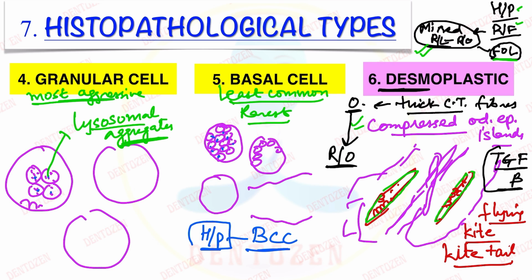Now we look at the clinical features. Clinically the most common site for this tumor is the maxillary anterior region. For all other types of ameloblastoma, the mandibular posterior region is the most common, but for this it is the maxillary anterior region. So this tumor is clinically, pathologically as well as radiographically different, so it is given as a separate type of ameloblastoma.